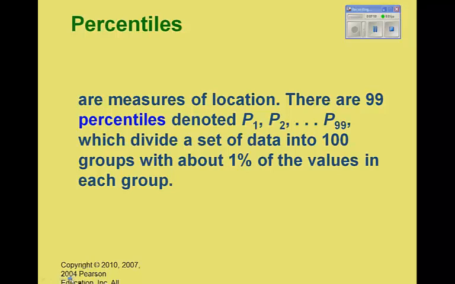If my godson is in the 99th percentile for height, well, he's taller than 99% of the people his age. Okay? I don't know what they feed him, but that's what it means. So notice we're saying here there are 99 percentiles, 99 little marks that divide the population up into 100 groups with about 1% of the values in each group.